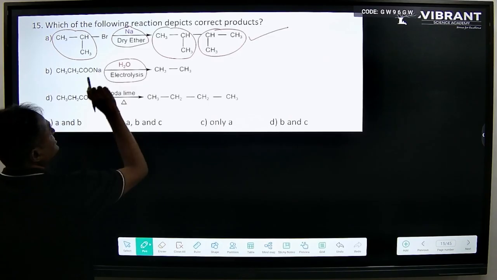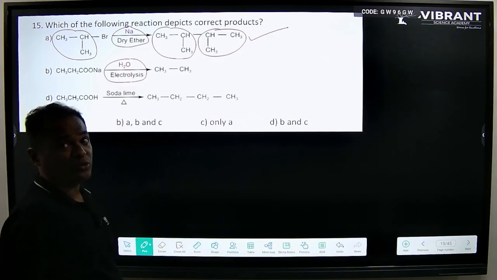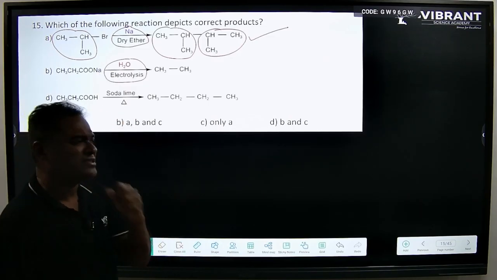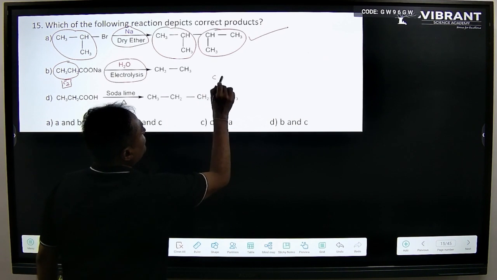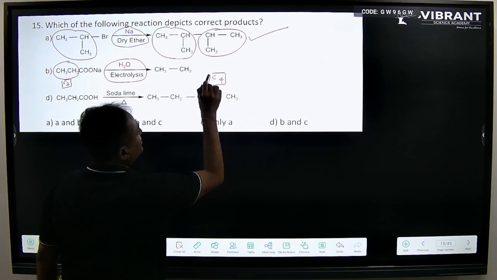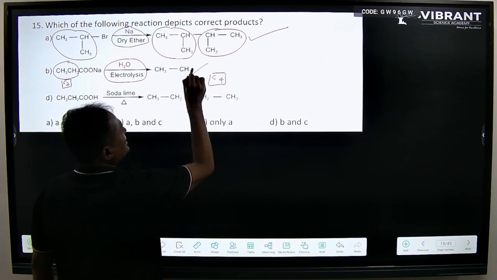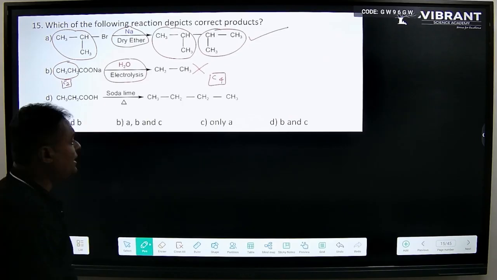What have they given? Water and electrolysis. That means it's a Kolbe electrolysis, and in Kolbe electrolysis we have discussed that whatever alkyl group you have got, it gets doubled. So I have got an alkyl group of 2 carbon atoms, so your answer has to be of 4 carbon atoms, correct? But here we don't have 4. That means this is incorrect. Now let's see the next answer.